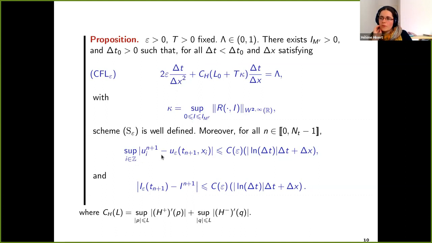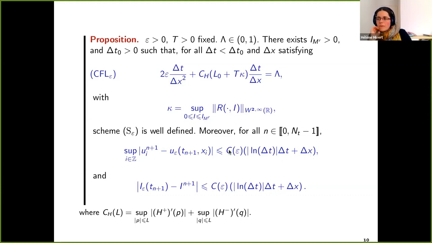So there are many constants arising, but well, it's technical, and under these conditions, you have the following result, meaning that the scheme is convergent if you evaluate the solution U epsilon at time t n plus 1 and x i, and you compare it with the solution of the scheme at n plus 1 and i. So it is small, meaning that the error is a constant which depends on epsilon times dt times the logarithm of dt plus dx. Okay, and there is the same result for I.